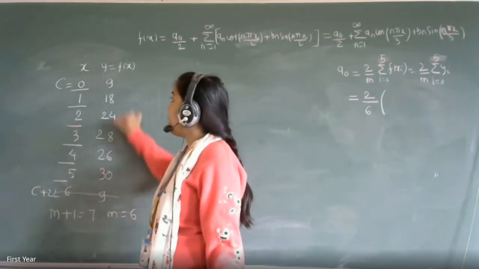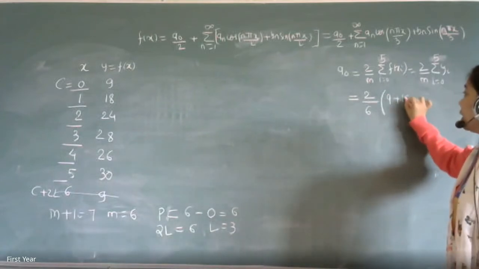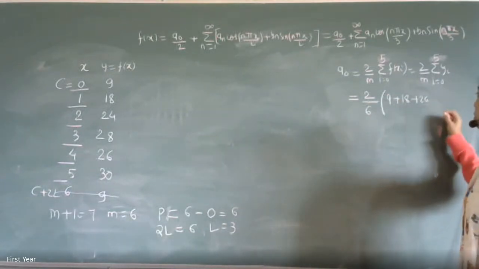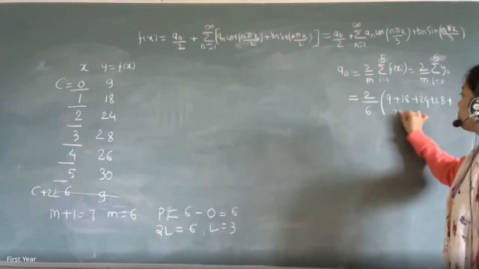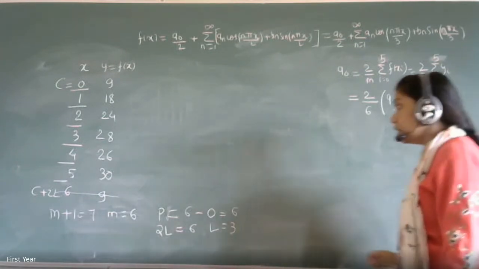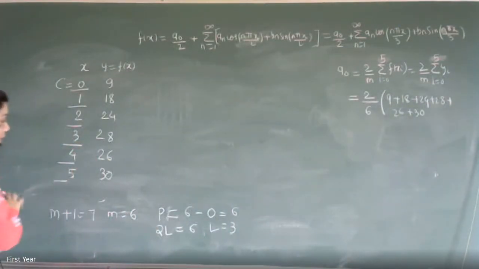So I'm stopping at 5. So I will just add this. It will be 9 plus 18 plus 24 plus 28 plus 26 plus 30. That means it is this sum. I'm rubbing off this sum, and I'm writing down this.